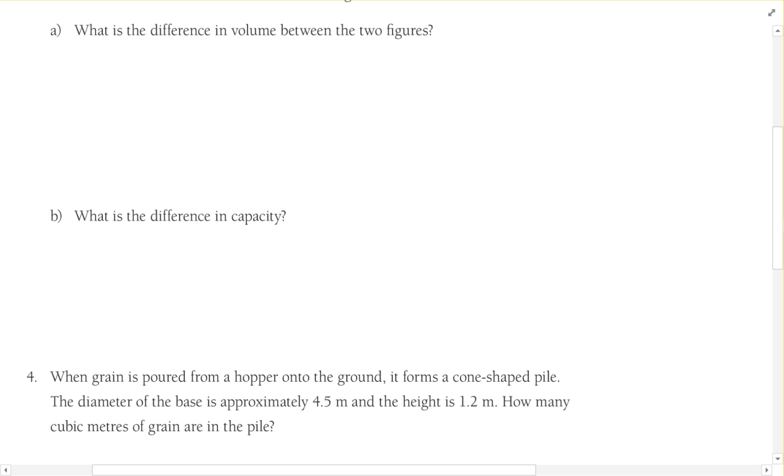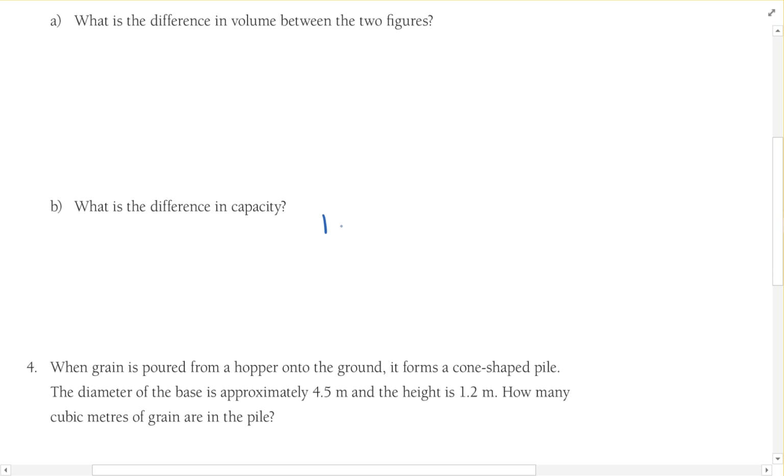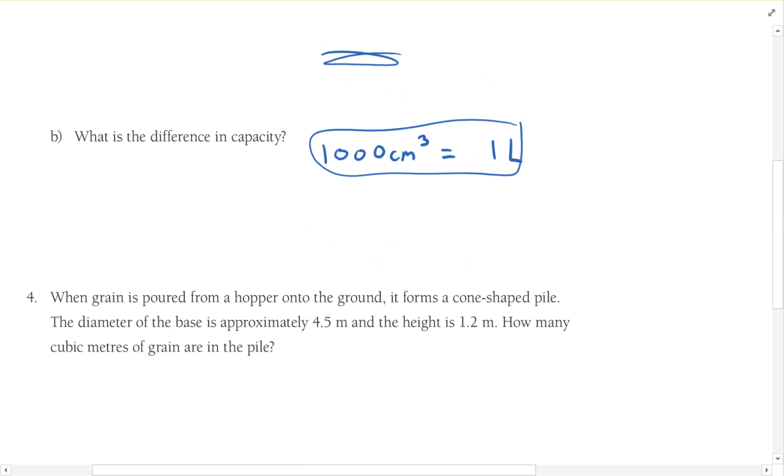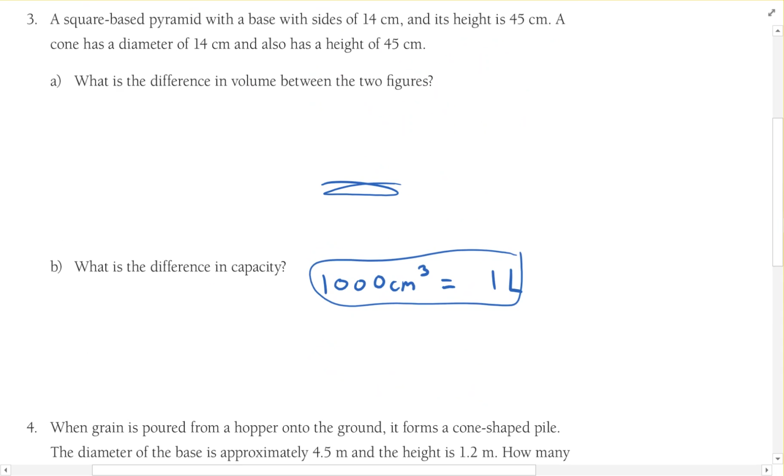Okay, 3B. You might just need to remember that in 1,000 centimeters cubed, that's equal to 1 liter. So whatever your answer was from A, just figure out what that would be in liters using this. Okay, so go ahead and answer 3B now.